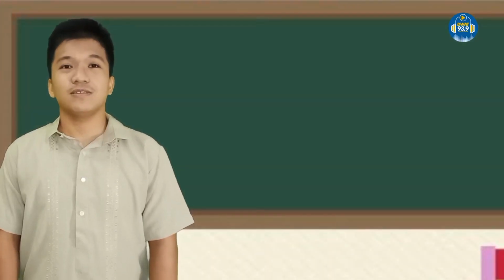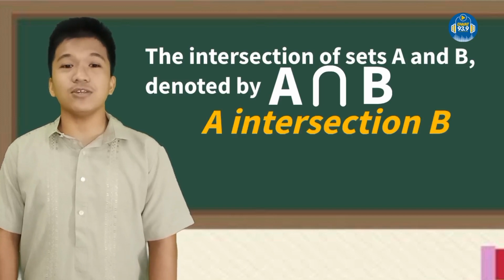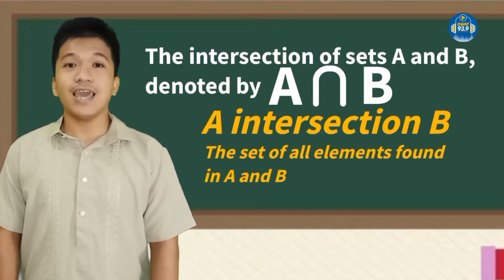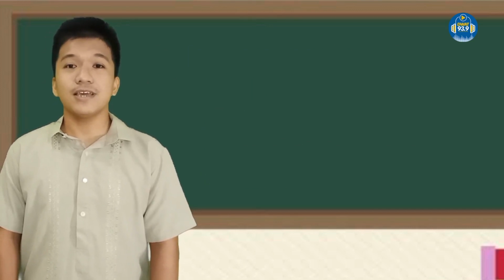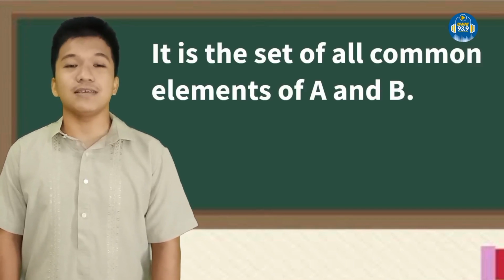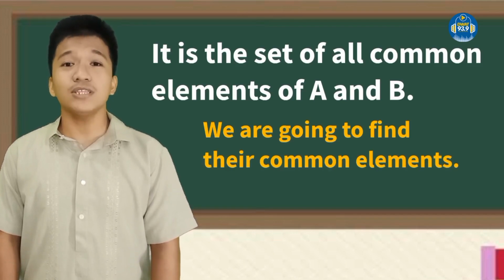Consider this definition. The intersection of sets A and B, denoted by A inverted U B, read as A intersection B, is the set of all elements found in set A and in set B. In other words, it is the set of all common elements of set A and set B. That means, when we are finding the intersection of two sets, we are to find their common elements.